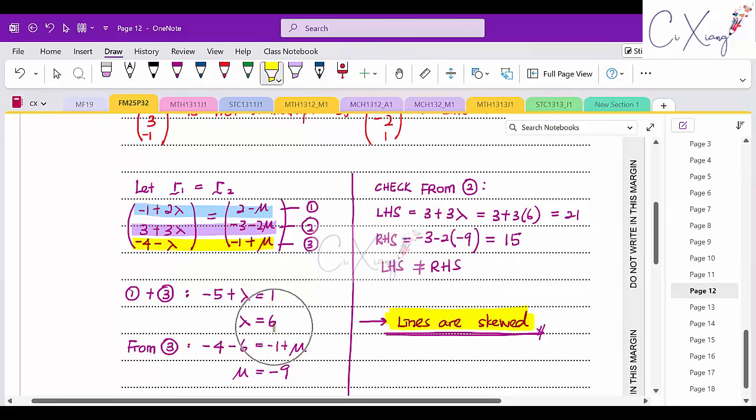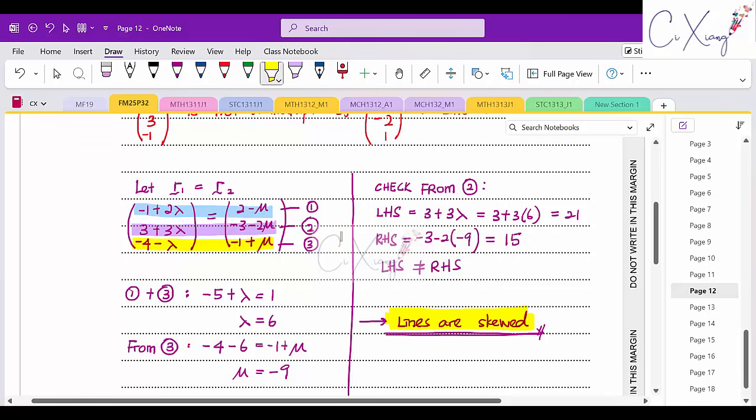Okay, so because this is a skewed case, therefore I use 1 and 3, I get lambda is 6, mu is -9. If you are using 1 and 2 to solve, then you might have another value for lambda and something else for mu. In this case, it means that the lines are skewed also. But of course, when you want to check, the best way is to use the equation that you haven't used before to solve, and then you check the value of the left-hand side and also the right-hand side.